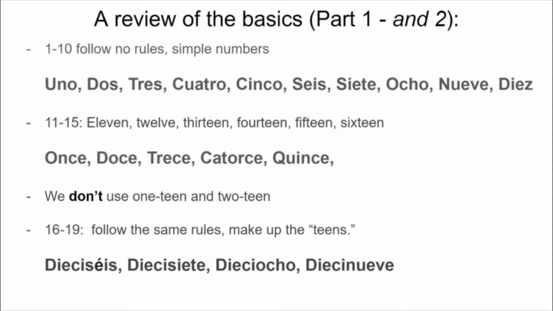In Spanish, 16 through 19 go as 16. I just botched that pronunciation, sorry. 16, 17, 18, and 19. Anyone can recognize that 1 through 15 and 16 through 19 follow similar patterns. Again, 11 through 15 are like 11 and 12, and 16 through 19 are the teens. Please, however, note the accent mark on 16.